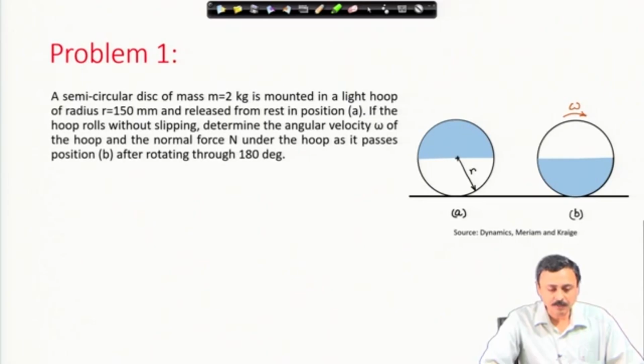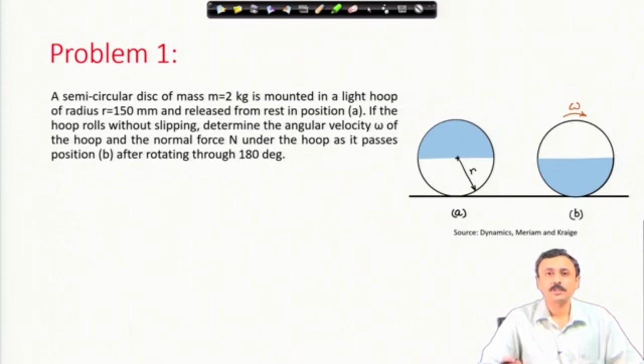A semicircular disc of mass m equal to 2 kilogram is mounted in a light hoop of radius r equal to 150 millimeter and released from rest in position A. This blue colored semicircular disc is massive, whereas the black hoop is massless, it is light. It is released from this position A, and it is asked, if the hoop rolls without slipping, determine the angular velocity omega of the hoop and the normal force N under the hoop as it passes position B after rotating through 180 degrees.